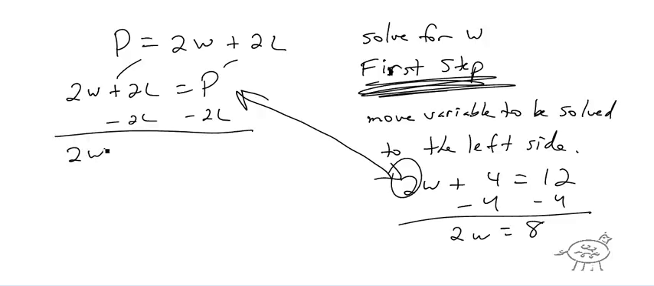We get 2w equals p minus 2l. Now you can't combine the p and the 2l. Kind of like here, that 12 and the 4, I was able to combine it. 12 minus 4 is 8. But you can't combine letters that are not the same.